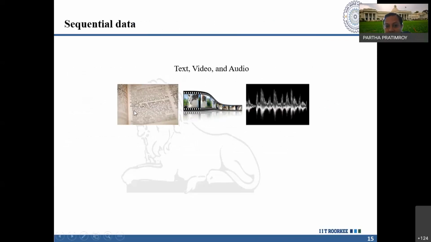For example, if you consider text recognition in natural language processing, if it is word recognition, it is okay. But if you want to consider a sentence, then ordering matters: how this sentence is constituted from several words, and what the sequence of these words is. Then you will have the video.